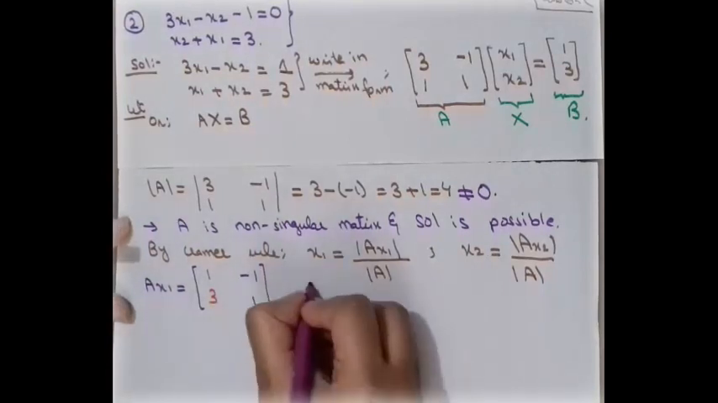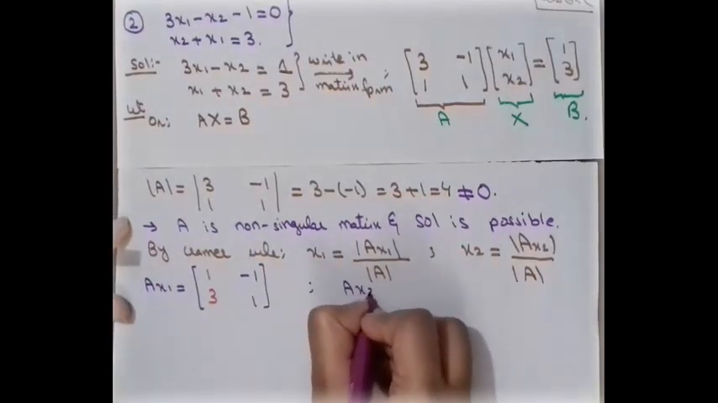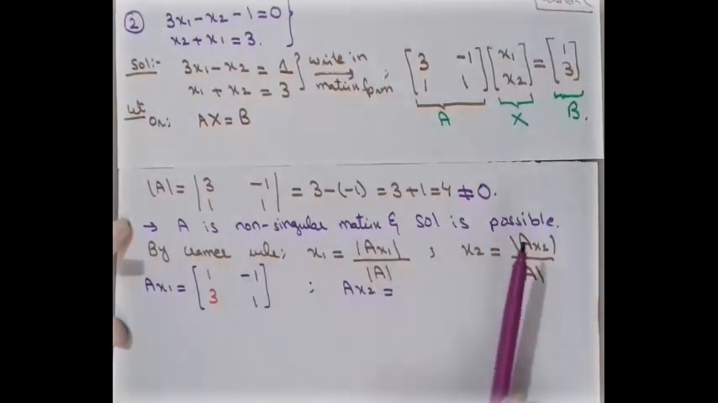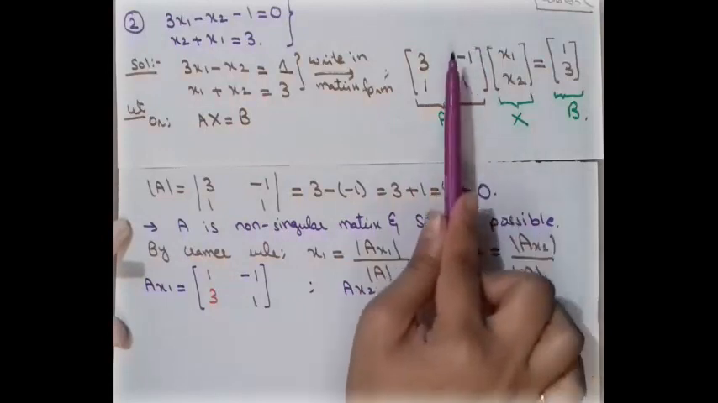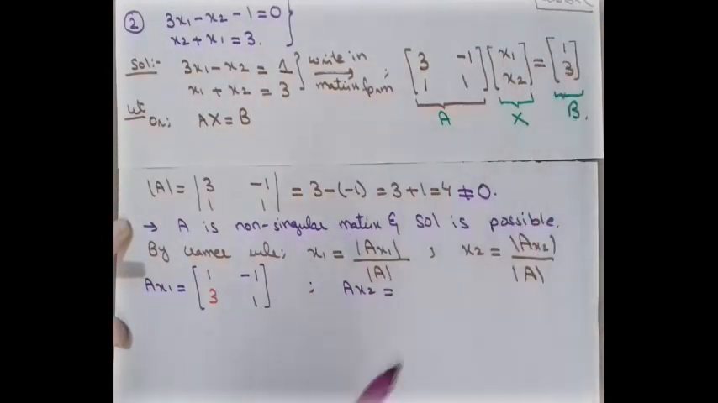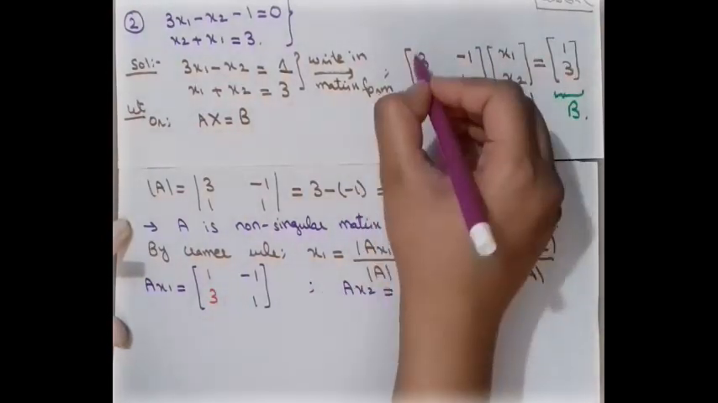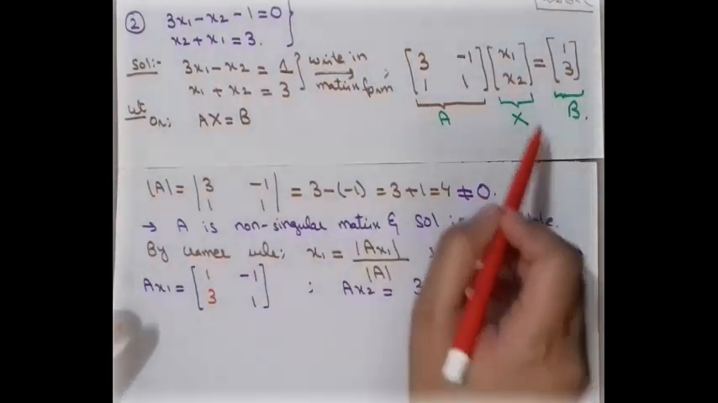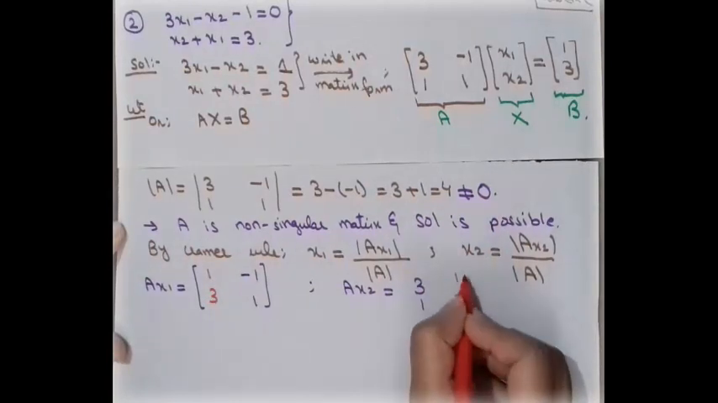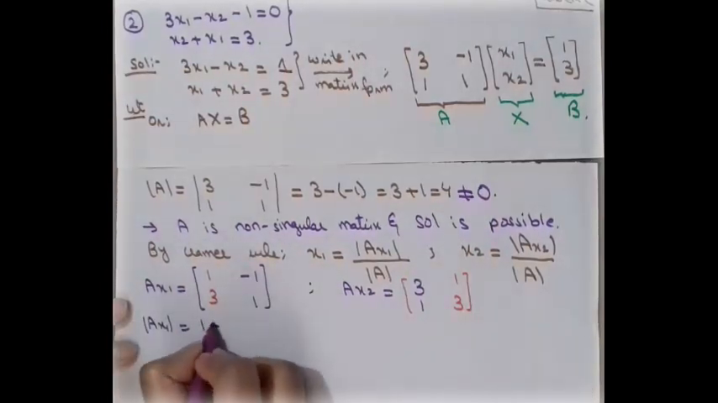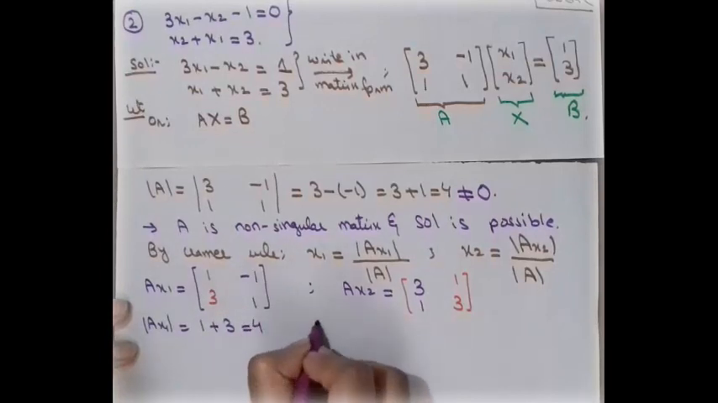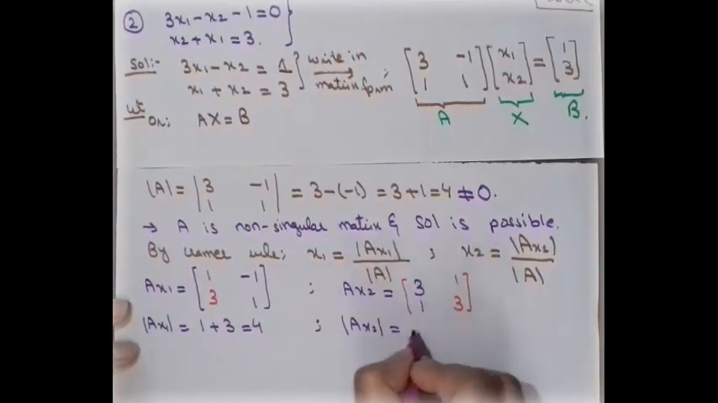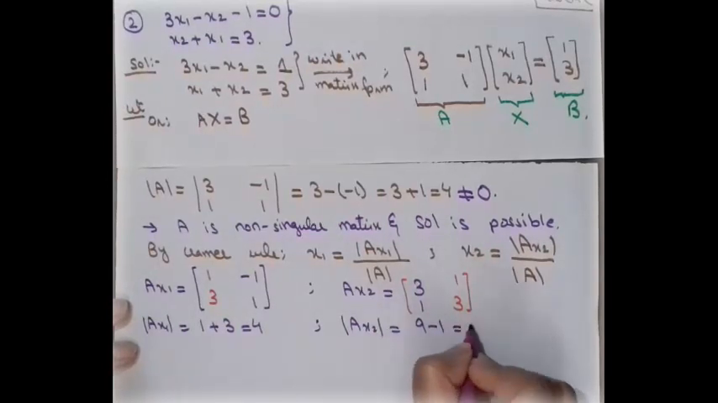And similarly, we can find the matrix A x2, which means the second variable, so we replace the second column with matrix B. So we write 3, 1, and replace the second column with matrix B, which is 1, 3. So it will be 1 plus 3, which equals 4, and the determinant of A x2 will be 9 minus 1, which equals 8.